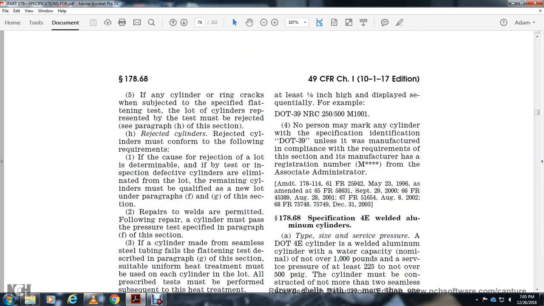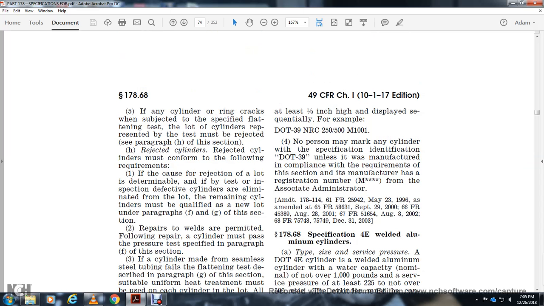Markings required in paragraphs I-21 and I-25 of this section must be in numbers or letters at least 1/8 of an inch high when the display is sequential. For example, DOT-39 NRC 250 500 M 1001. No person shall mark any cylinder with the DOT specification indication 39 unless the manufacturer complies with the requirements of this section. The manufacturer has a registration number, M and then four digits, from the Associate Administrator.